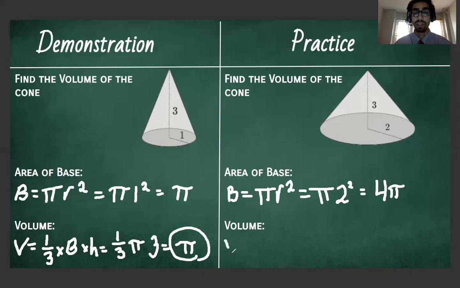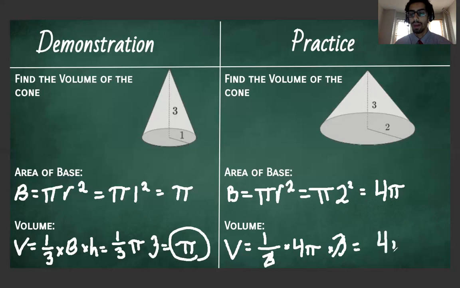Now that I have that, I can start plugging into my volume formula. So for volume, I know I'm going to do 1/3 times the area of the base, which was 4 pi, and times the height of the cone, which was 3. Multiply all those together. The 3 and the 1/3 are going to cancel out. So I'm just left with 4 pi. So the volume of my cone over here is just going to be 4 pi. We're going to leave it just like that, okay?